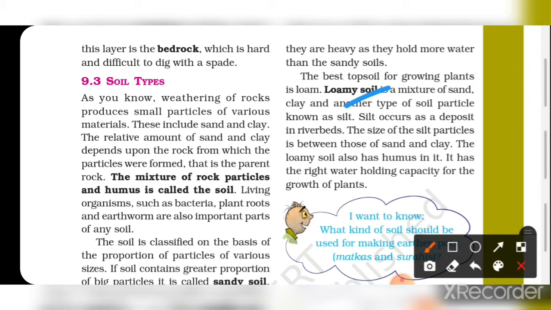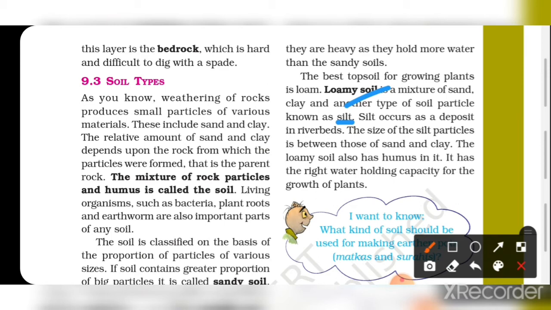soil. The best top soils of the growing plants is loam. Loamy soil is a mixture of the sand, clay and another type of the soil particles known as the silt. It is also type of the soil. Generally there are three types of the soil, which is sandy, clay and loamy, and the mixture of all type of the soil is called the silt.